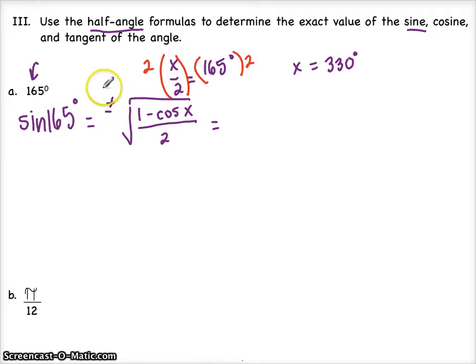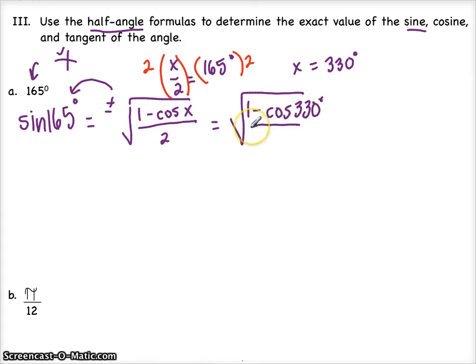How do we know whether we use the positive or negative? Remember, that depends on the quadrant of the half angle. 165 degrees is in quadrant 2. So in quadrant 2, sine is positive. So this will be the positive square root of 1 minus the cosine of angle x. We have determined that angle x is 330 degrees, all divided by 2.